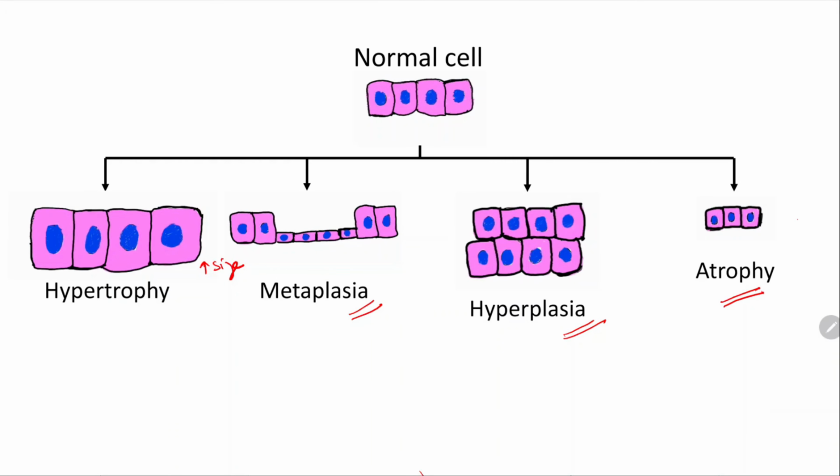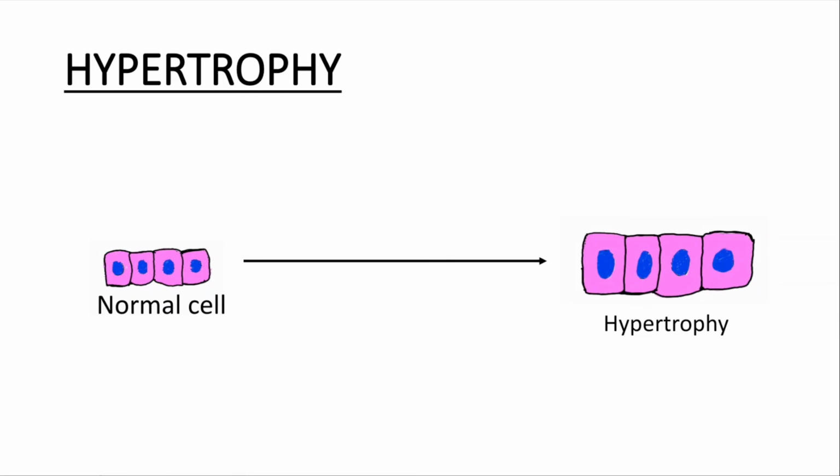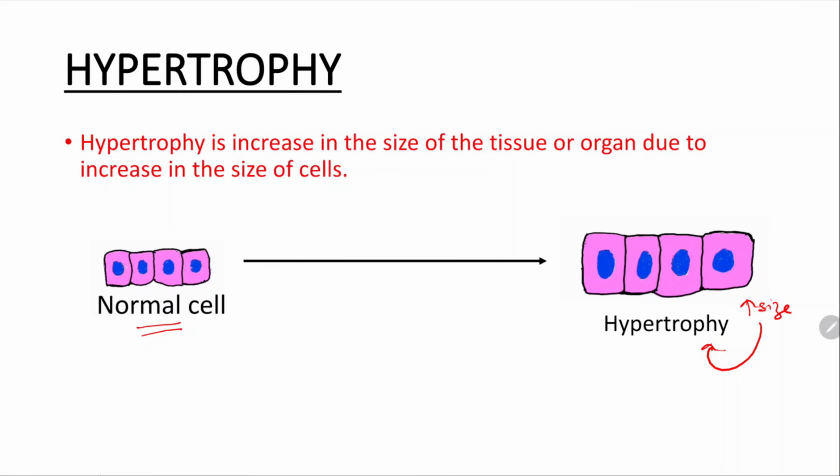Now let's go in detail about hypertrophy. Whenever a normal cell increases in the size of the cell, we call it as hypertrophy. You can see here this is a normal cell and this cell has undergone increase in the size, and this is known as hypertrophy. So hypertrophy is increase in the size of the tissue or an organ due to increase in the size of the cell. This is the definition of hypertrophy.